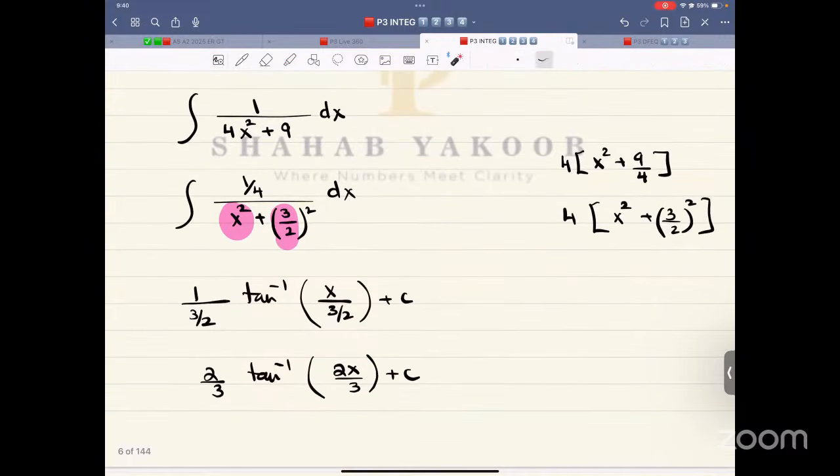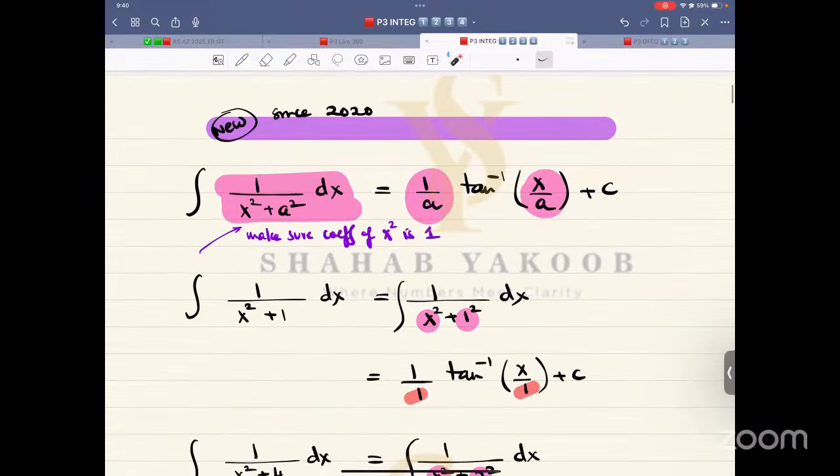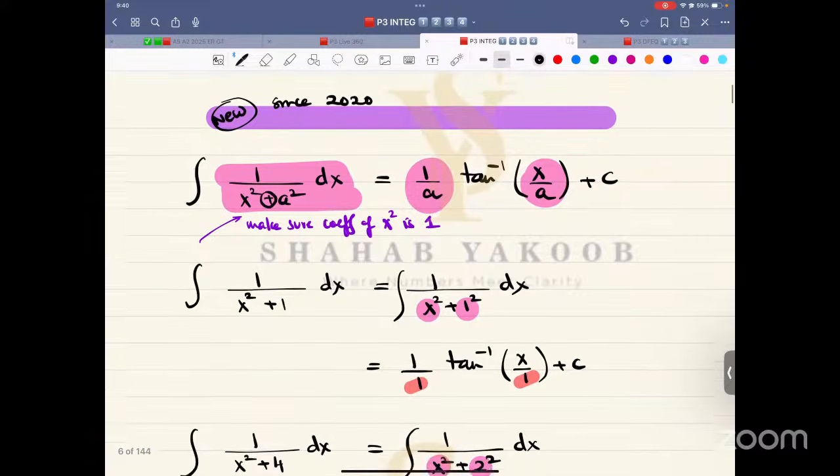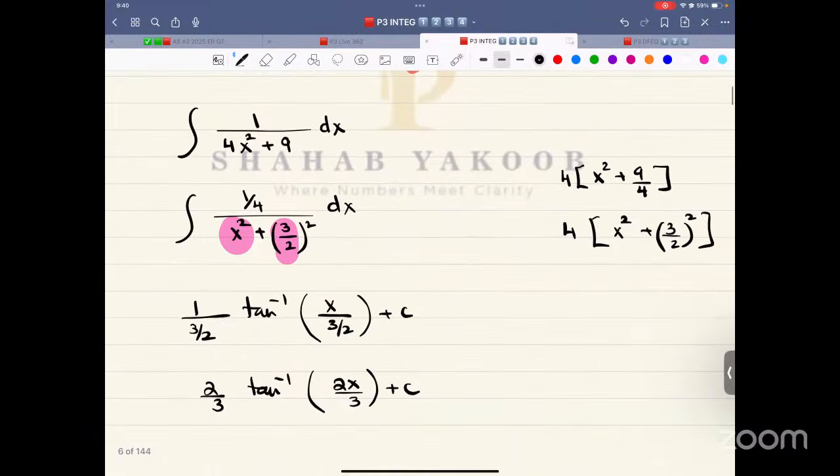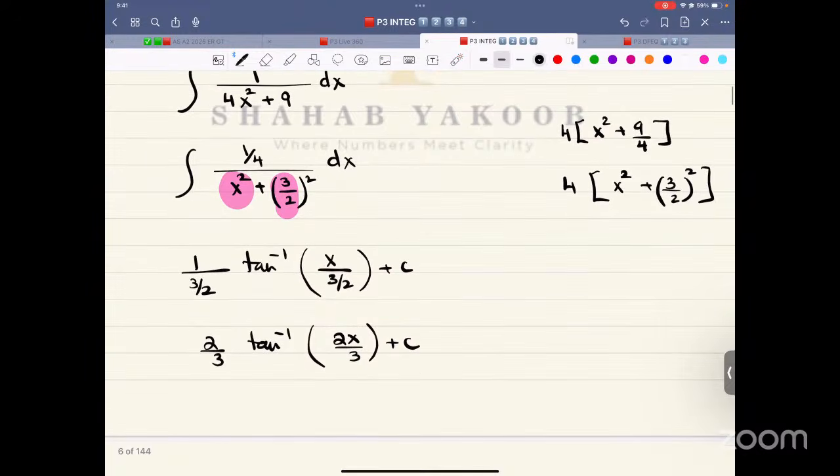Over here, more adjustment is needed. This is 4x squared plus 9. This plus sign has to be there. So now 4, if I take common, this is x squared plus 9 over 4. This is 4 times x squared plus 3 over 2 whole squared. So this division by 4, if I want to write one more step, is actually 1 over 4 times x squared plus 3 over 2 whole squared. What I did is that I took this 4 and wrote it as 1/4, so that I'm not distracted by the denominator.